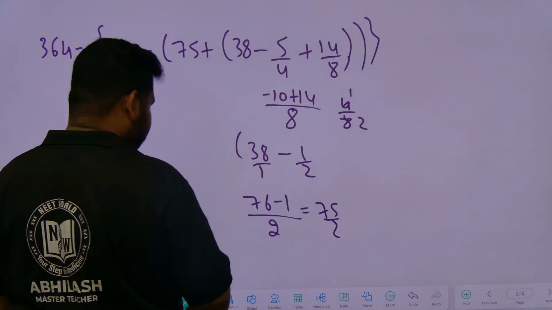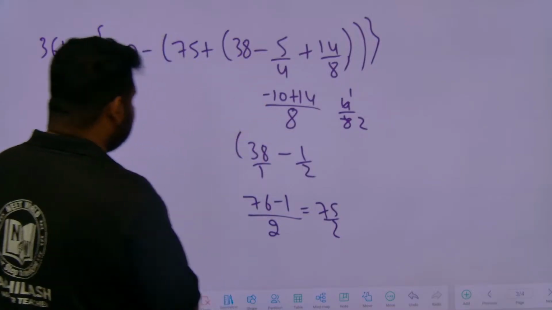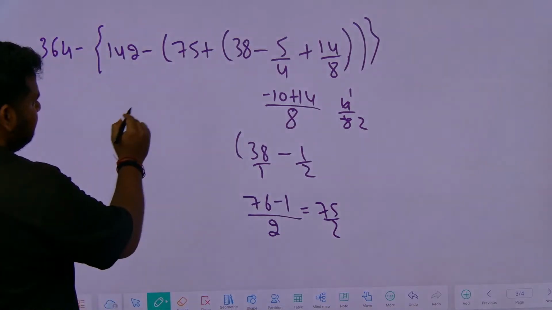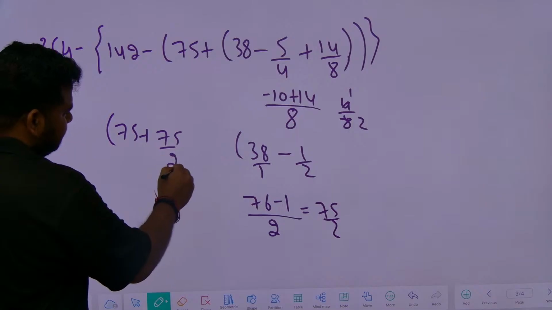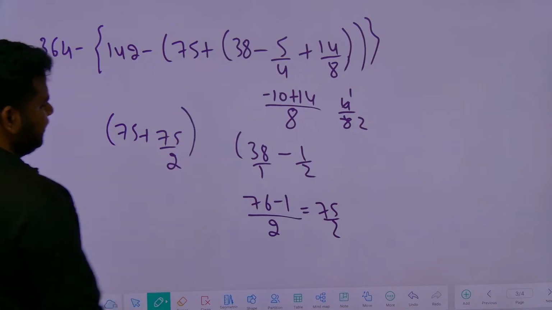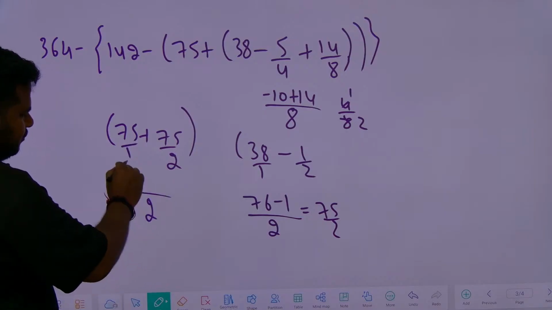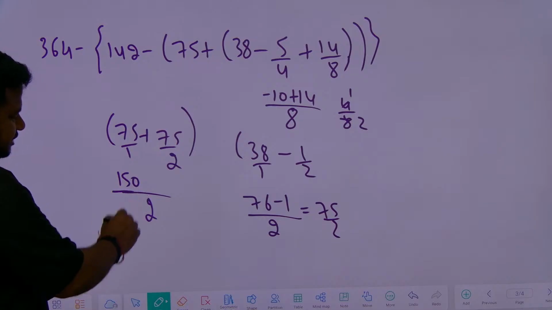75 by 2. Okay, whatever is within here we got 75 by 2. So what about this small bracket again? If you look at this, we will get what? 75 plus 75 by 2. LCM is what? Nothing is there means here it is 1. LCM is 2 again. 1 2 is 2, 75 into 2 is what? 150.